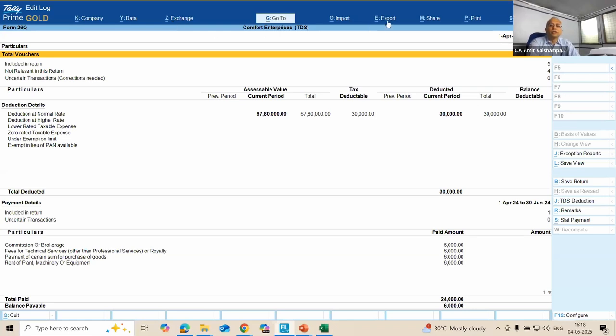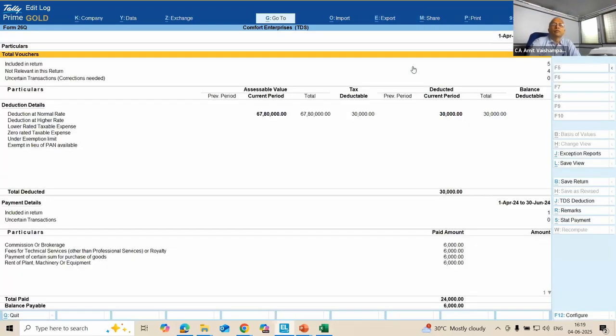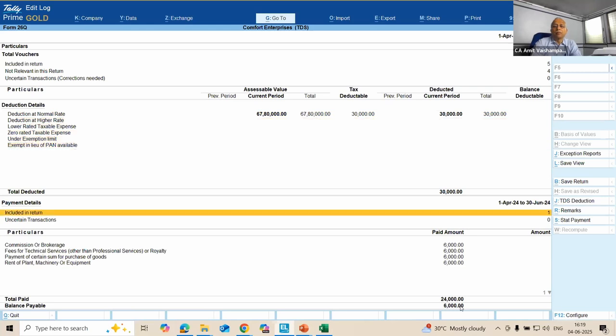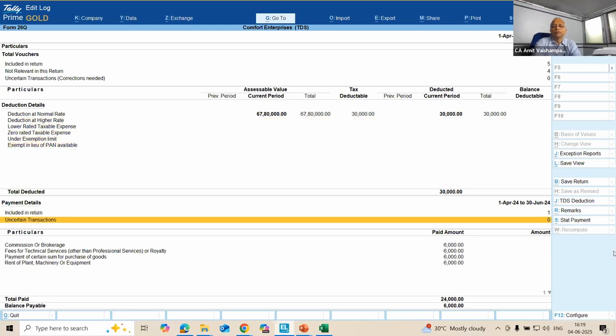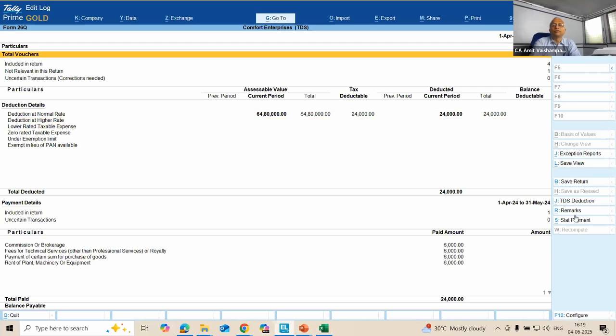Once this is done, assuming that this is the only data that we have, we can just go to export. Okay, so here it is showing a balance payable of 6,000 rupees. So it is not generating. Let's go and create the stat payment for the remaining value. Or we just do it for 1 month.